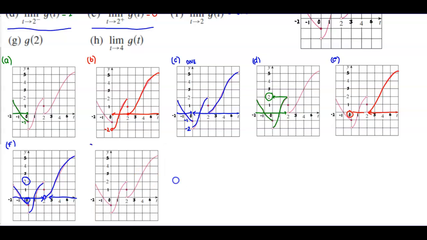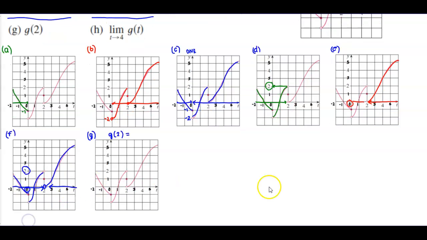Let's take a look at G. We want to find what is g of 2, where 2 is the input, then what is the output? So we have a closed dot here, so that means that the value of x is 2, and the output is 1, so the answer is 1.